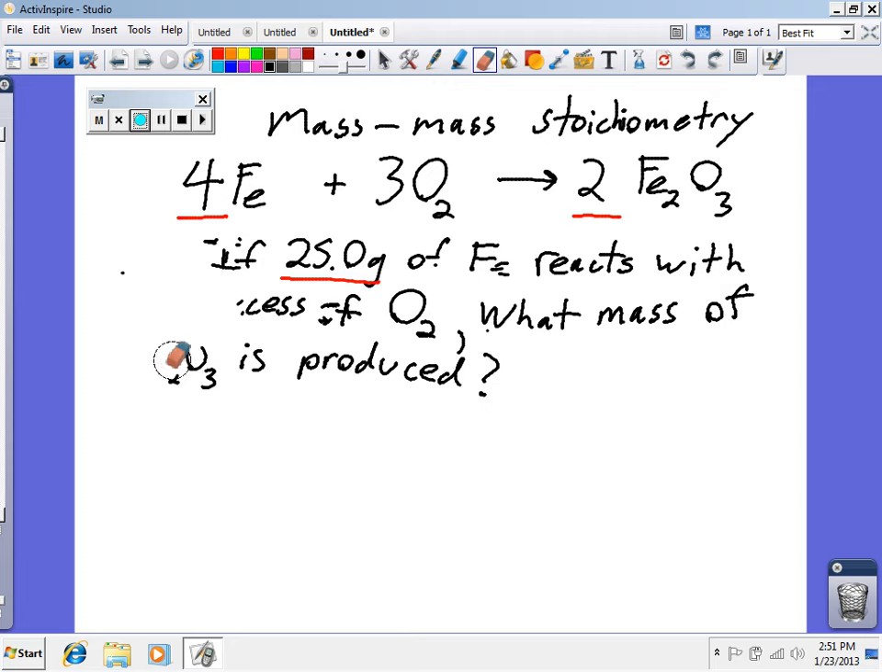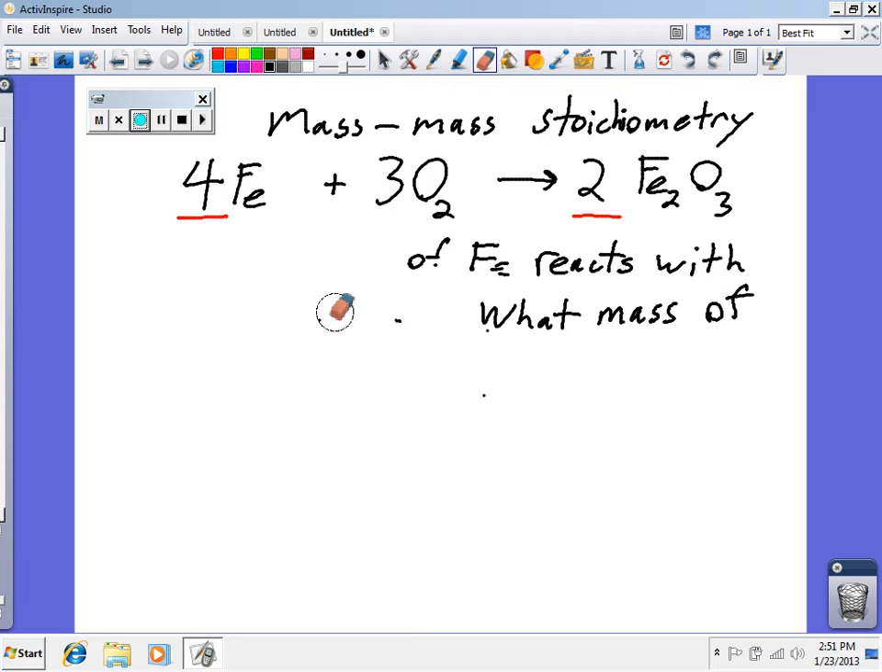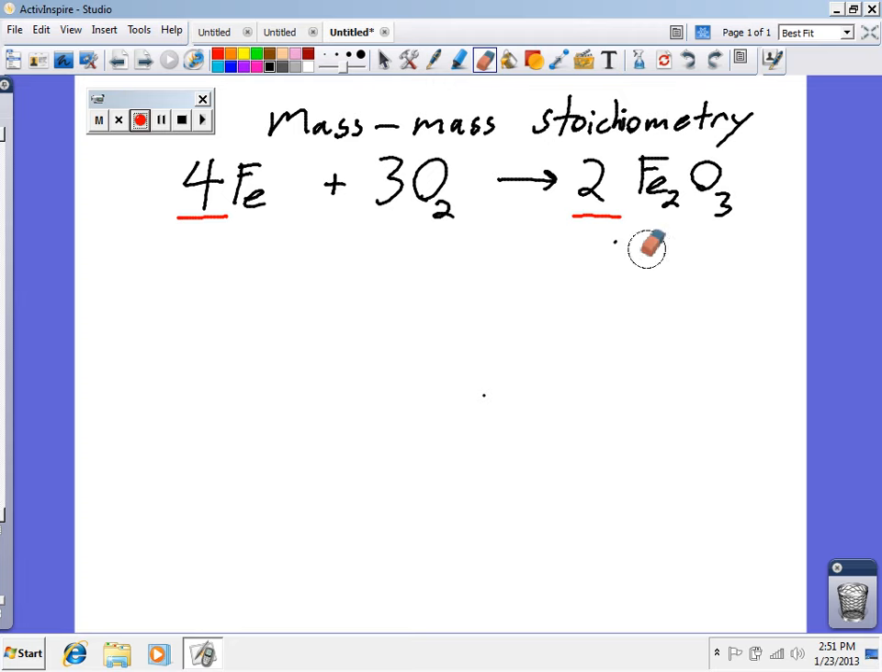Now this is going to end up just being one big, long dimensional analysis problem. And we're going to start by converting mass of iron into moles of iron. And we need to know that the molar mass of iron is 55.8 grams per mole. So we start with what we're given, 25.0 grams of iron.